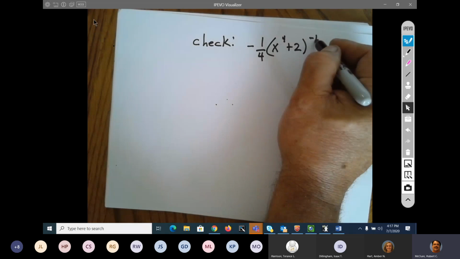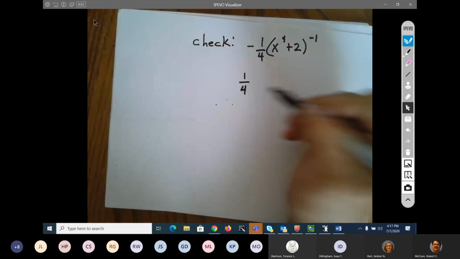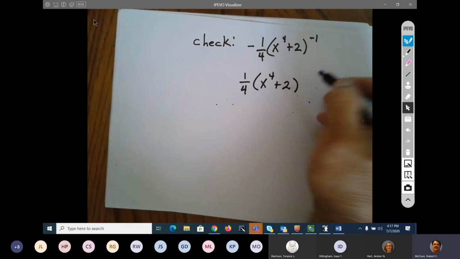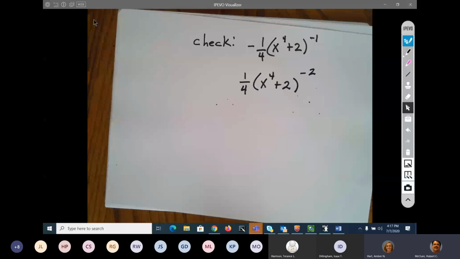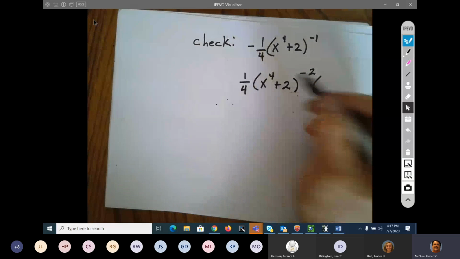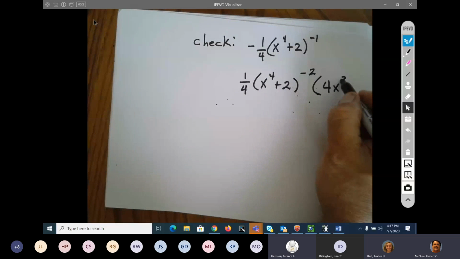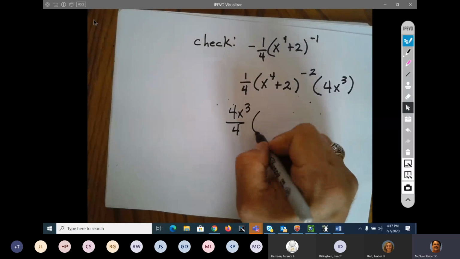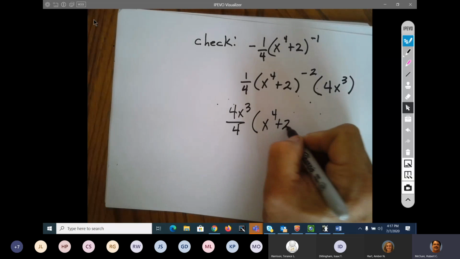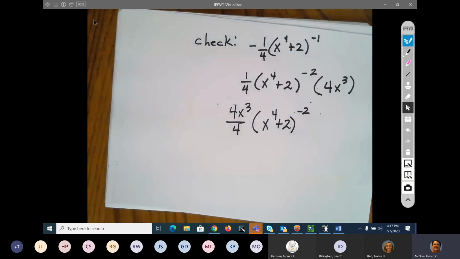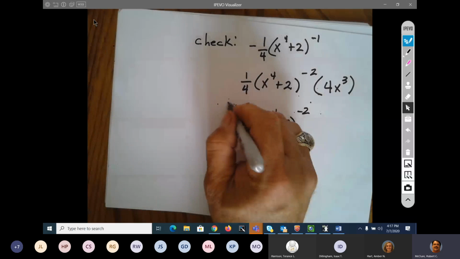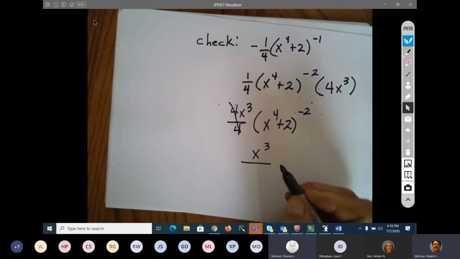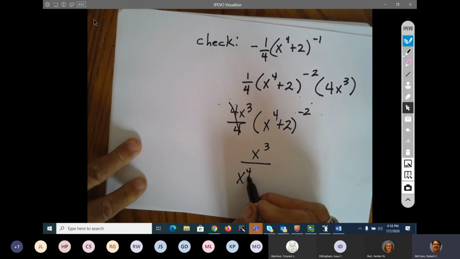Negative 1 times negative 1/4 is 1/4. 1/4 times x to the 4th plus 2 to the negative 2. And what is the derivative of x to the 4th? 4x to the 3rd. So 4x to the 3rd over 4, x to the 4th plus 2 to the negative 2. The 4's cancel, and you're left with x to the 3rd over x to the 4th plus 2 squared. Look at that.